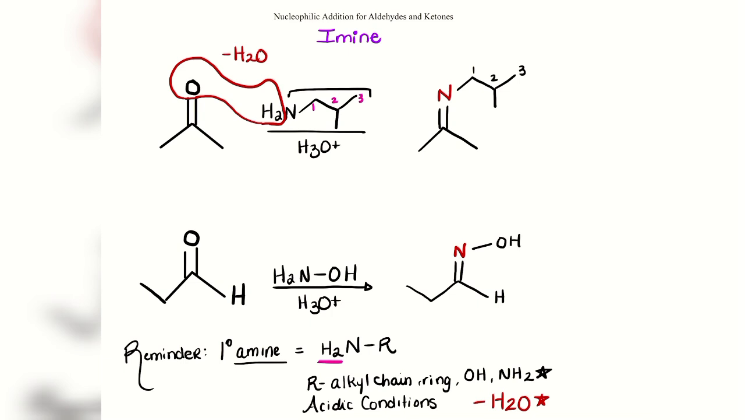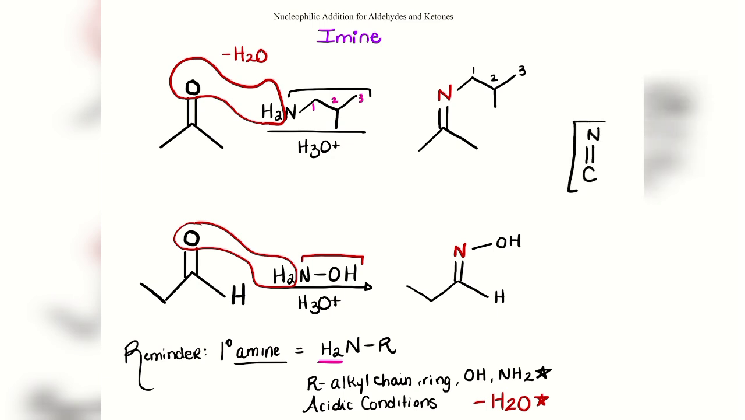Once you, again, subtract that water, you're taking whatever is remaining and placing it on top of that double bond that had the oxygen. So again, an imine, as a functional group, is when you have a carbon double bonded to a nitrogen. So this is really the definition of the imine as a functional group.